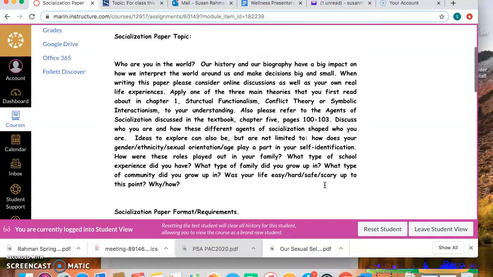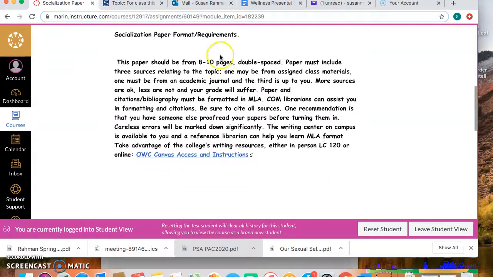Feel free to reach out with any questions. And then the format is it's 8 to 10 pages, double spaced. You're going to use 3 sources, okay? So one can be the class materials. One is an academic journal, so you're going to need to do some library research on how to figure that out. Now remember, you've had this assignment since the first day of class, so this should not be a surprise to you. And then the third source can be your choice. I recommend getting help from the Writing Center or the tutors.